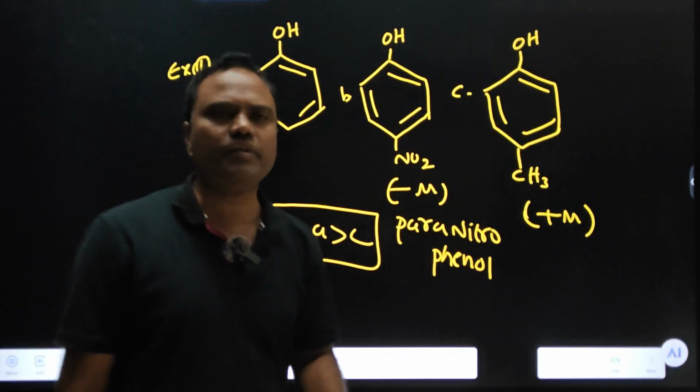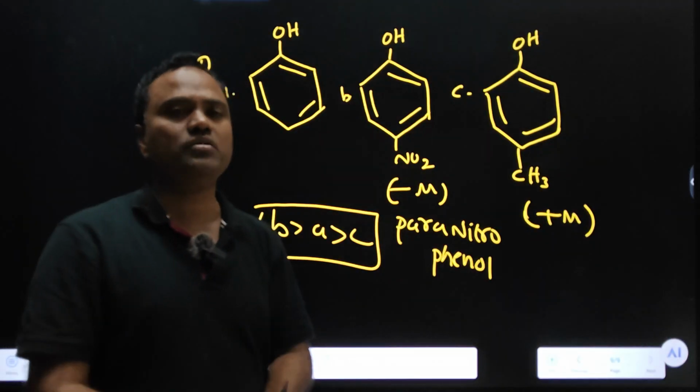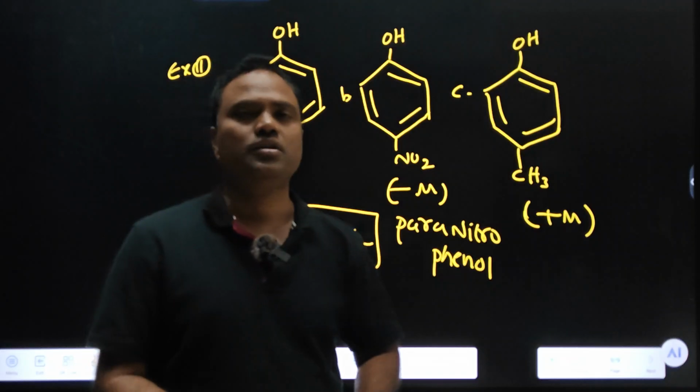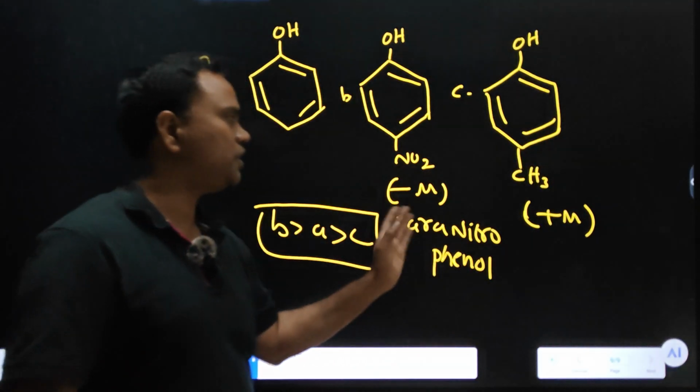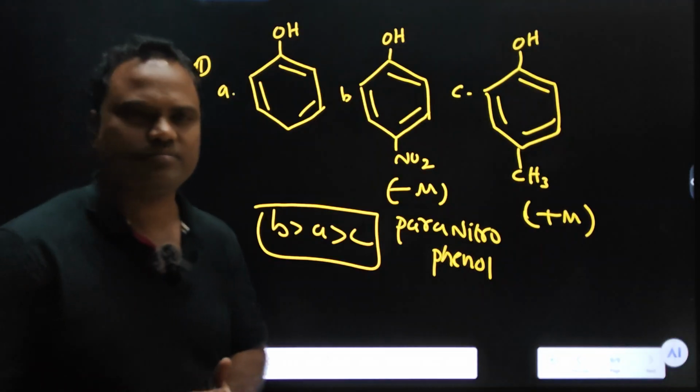Which has the more Ka value? The second one, more Ka. Which has the more pKa value? More pKa means less acidic. Which is less acidic? This is less acidic, so more pKa. Now let us start some exceptional cases.